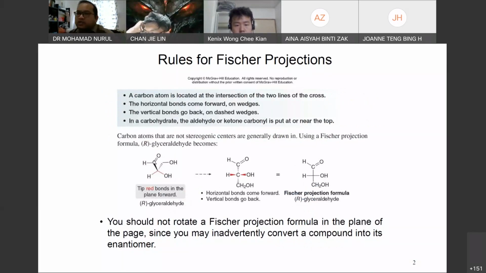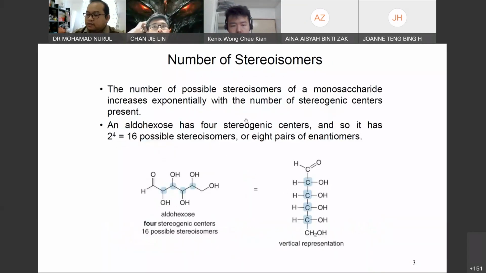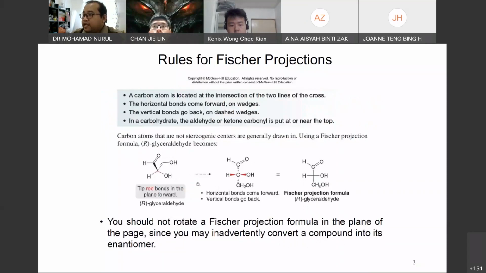For the carbonyl, usually we put it on the top, and the horizontal bonds we draw on wedges, the vertical bonds we draw on dashes. So it will be represented like this, and after that, just draw a Fischer projection and mark it as R-glyceraldehyde. And you should not rotate the Fischer projection formula in the plane of the page, since you may inadvertently convert the compound into its enantiomer.